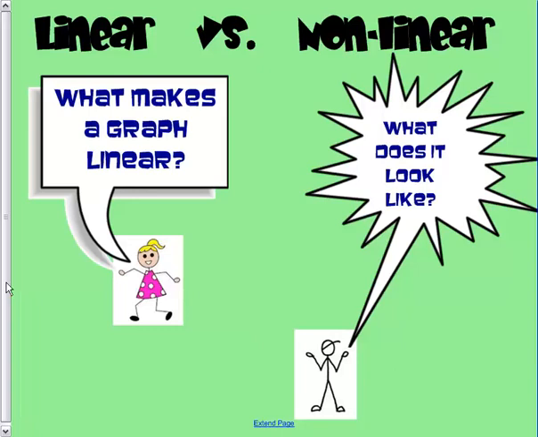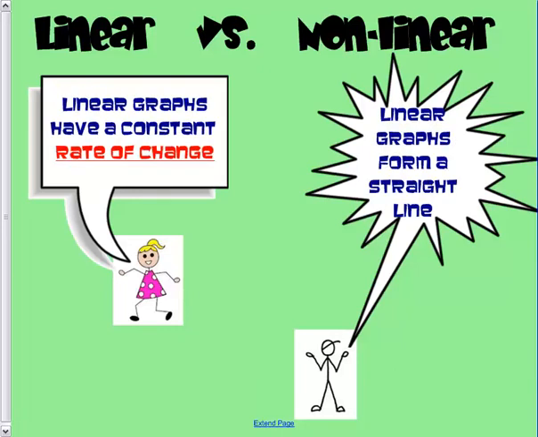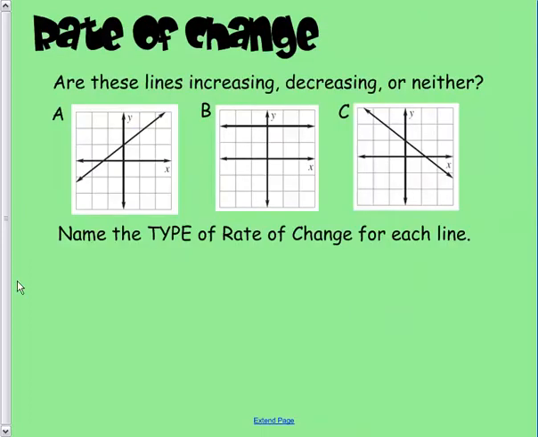Okay, so what makes a graph linear and what does it look like? We kind of talked about those. Linear graphs have a constant rate of change and they form a straight line. So that's just a little bit to recap. Each one of these is technically a straight line, so we need to look at if they're increasing or decreasing or neither, because when we look at rate of change, sometimes it's positive, sometimes it's negative, and we can find that from seeing if it's positive or negative.